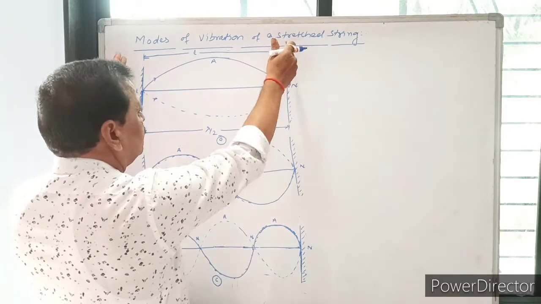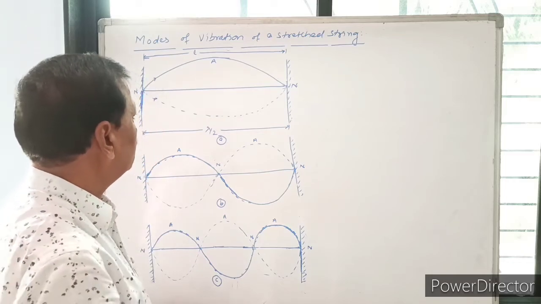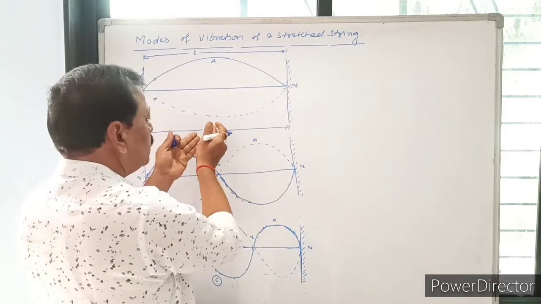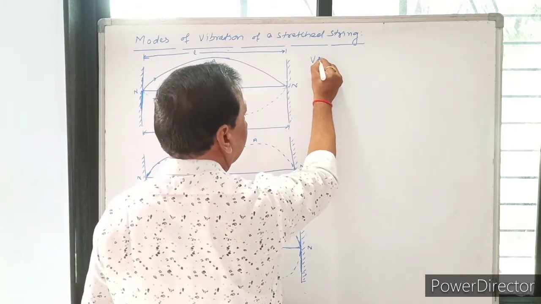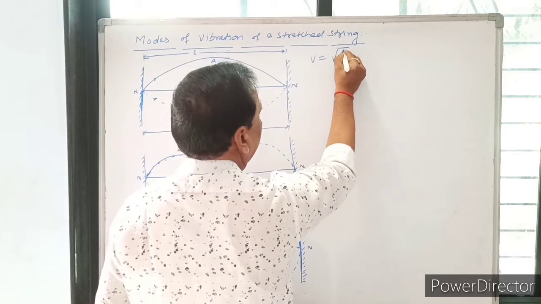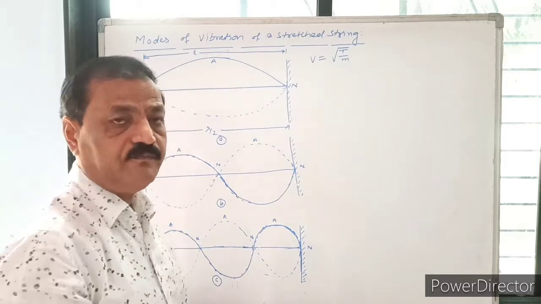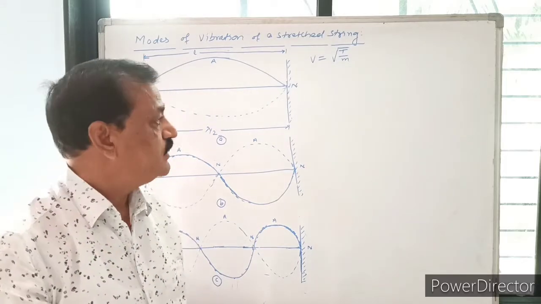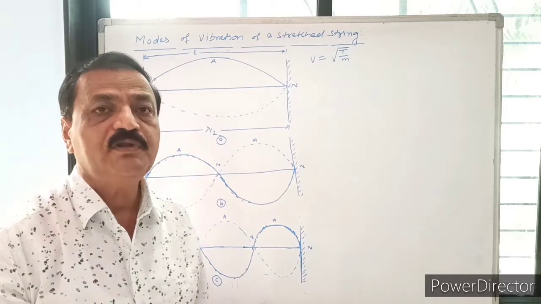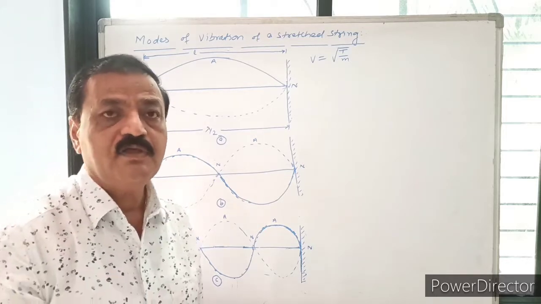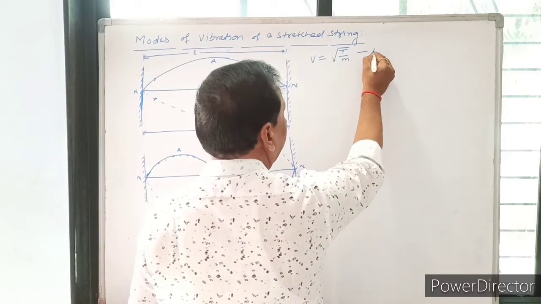Length of the string is L. Length of one loop is equal to lambda by 2. The velocity of that transverse wave is v equal to root of T by m. V is the velocity of the wave, T is the tension in the string, and m is the mass per unit length of the string, which we also call linear density. So this is equation number 1.